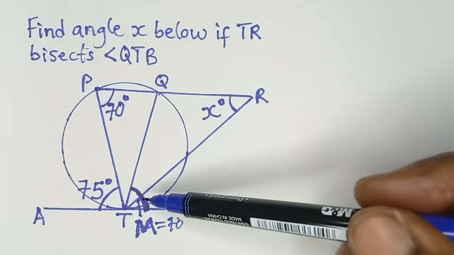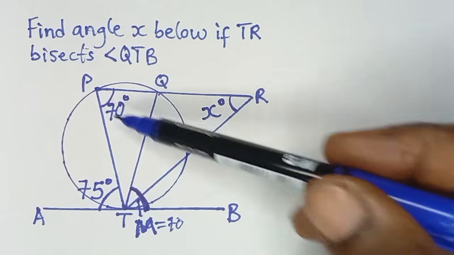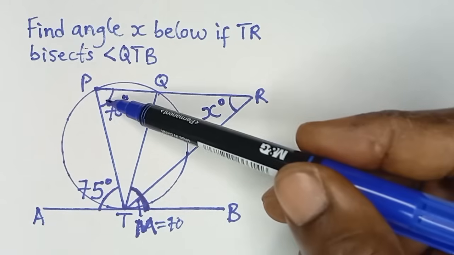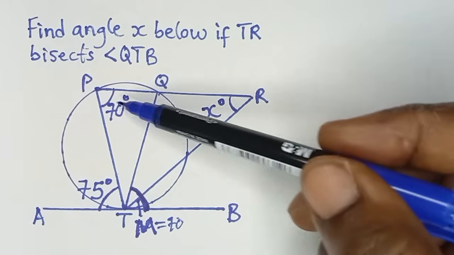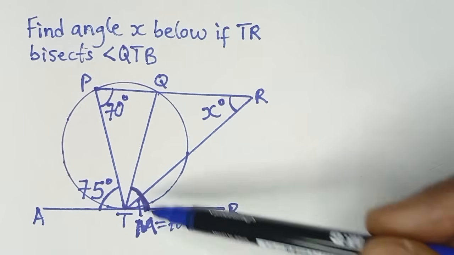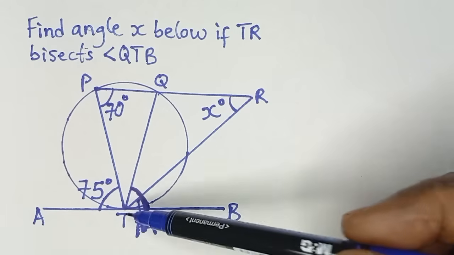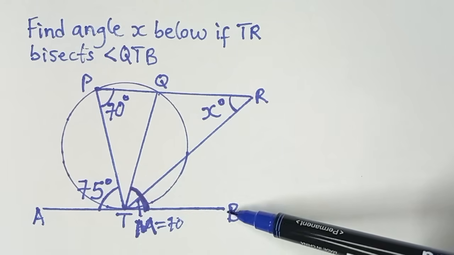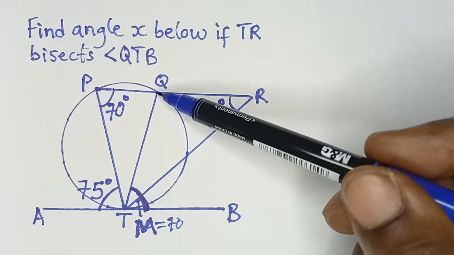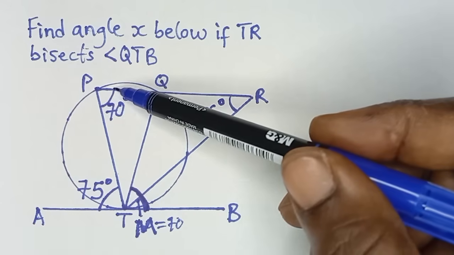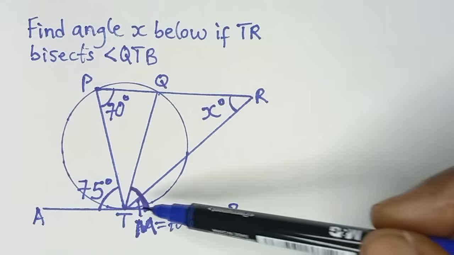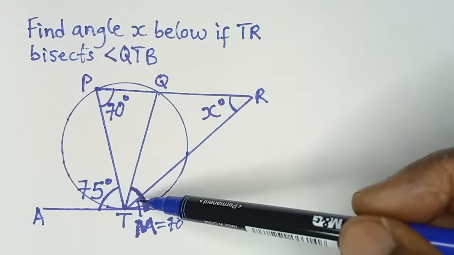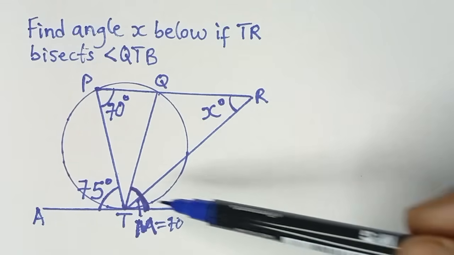And the rule is that angles in alternate segments are equal. Don't forget that. Once you see a chord making a particular angle with a tangent, that same chord makes the same angle in the triangle that it forms. And the rule is that angles in alternate segments are equal.